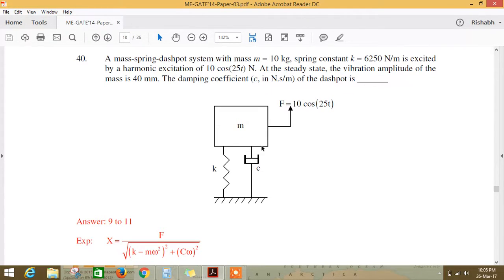A mass spring system is given, and the mass is excited with a sinusoidal or harmonic exciting force, 10 cos 25t.